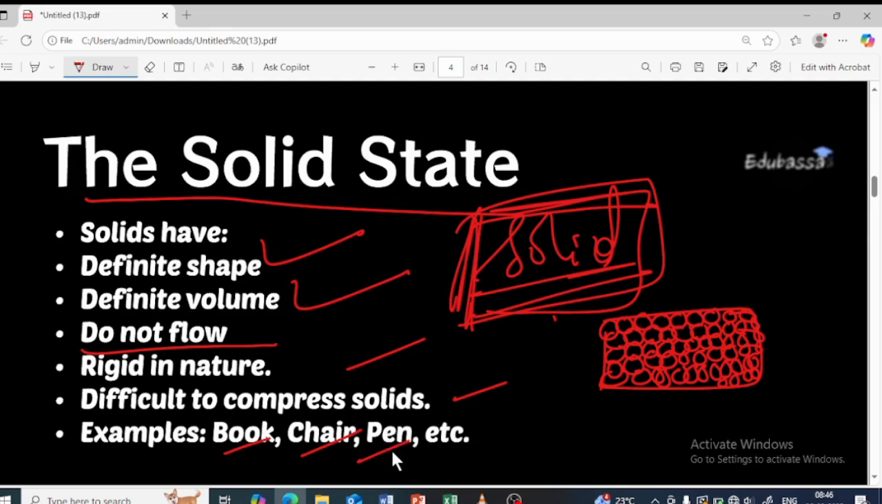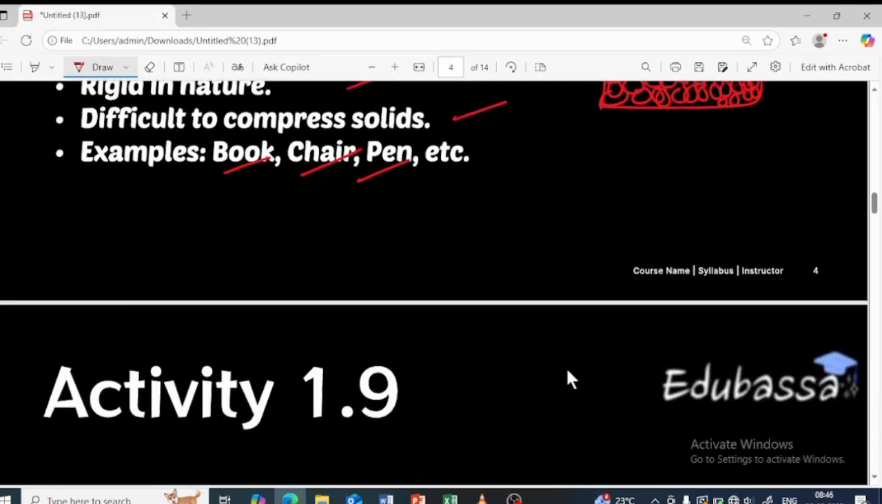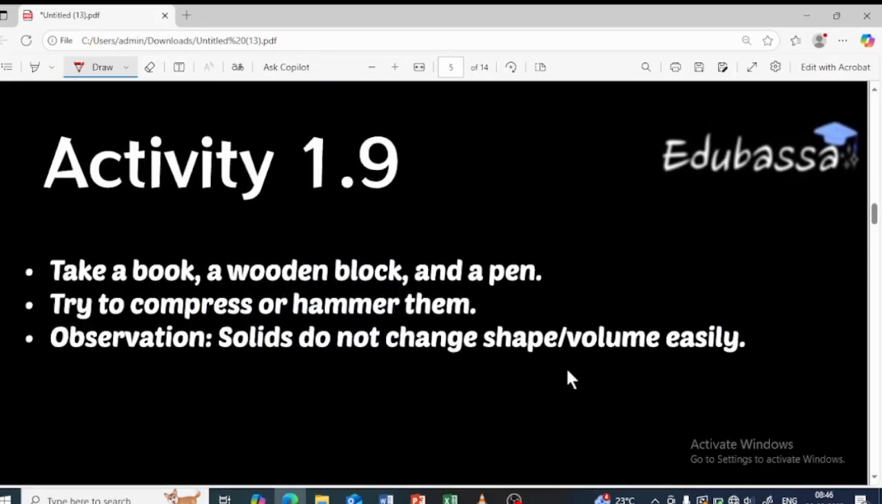I hope you understood this. So this is a very simple concept. Okay, so one thing is it has got a definite shape, it has got a definite volume, and it is very rigid in nature and it does not flow, and we cannot compress the solids, right? Yes. So with one experiment we will understand it better.